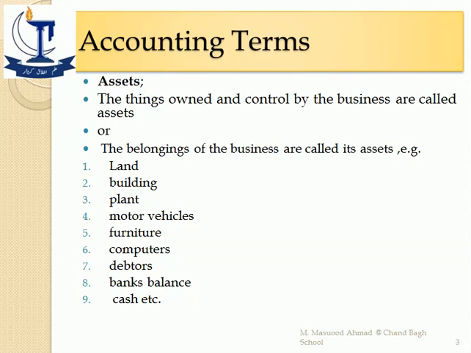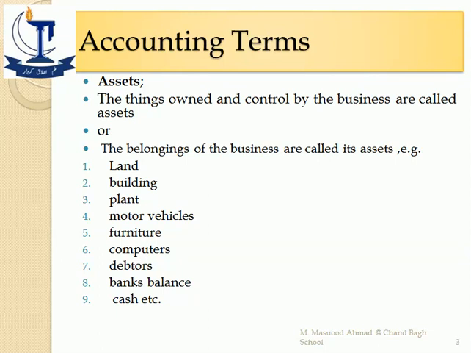Buildings, plants, motor vehicles which are meant for use in the business for long term, these are known as assets. Furniture which is owned and controlled by the business, office tables and chairs and all these things, and along with the furniture, fixtures are also there. Fixture means all the things which are attached to your four walls. These are your fixtures, for example, your paintings and your clocks and your fans and all these things.